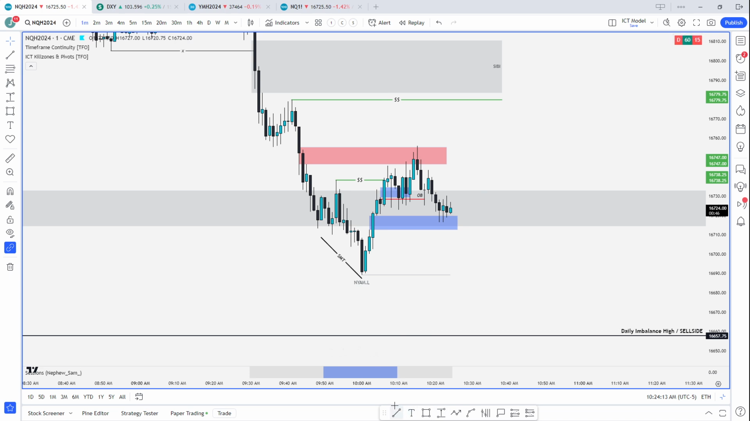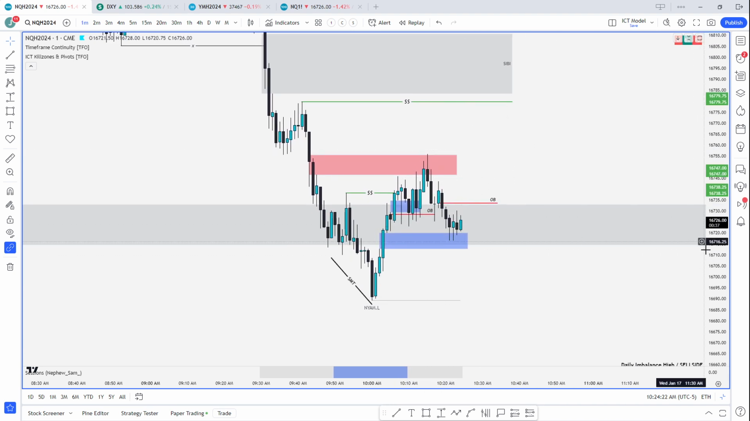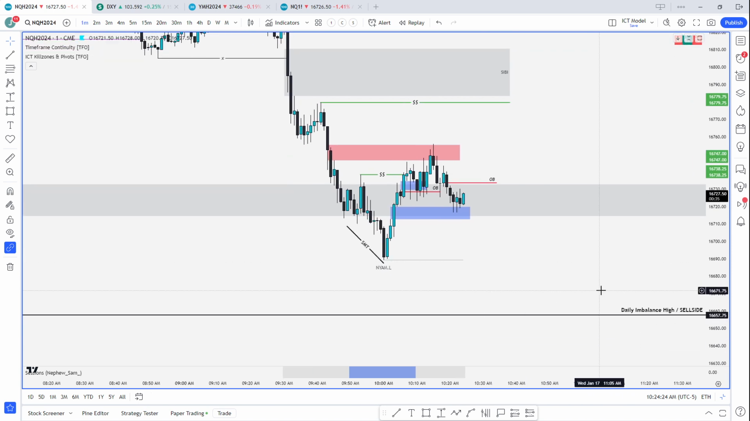I'm watching this order block right here. But yeah, we're not really getting anything. This to me just looks like a dip lower, so we can move back up. But framework wise, we should put that low in right around here.